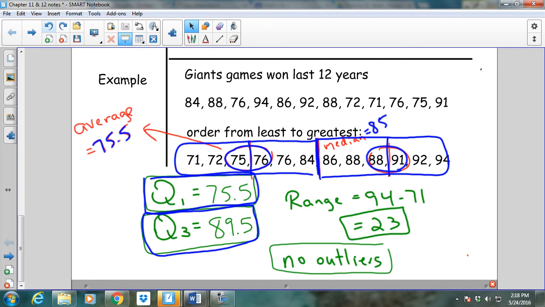And there's really no outliers here. You know, there's 71 to 94. There's plenty of numbers in the 70s, there's 5 of them. There's 3 numbers in the 90s. So I would say that there are no outliers in this example.